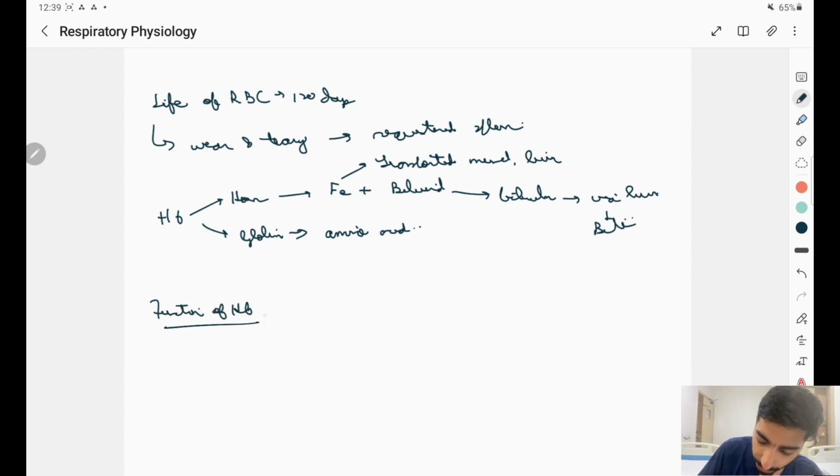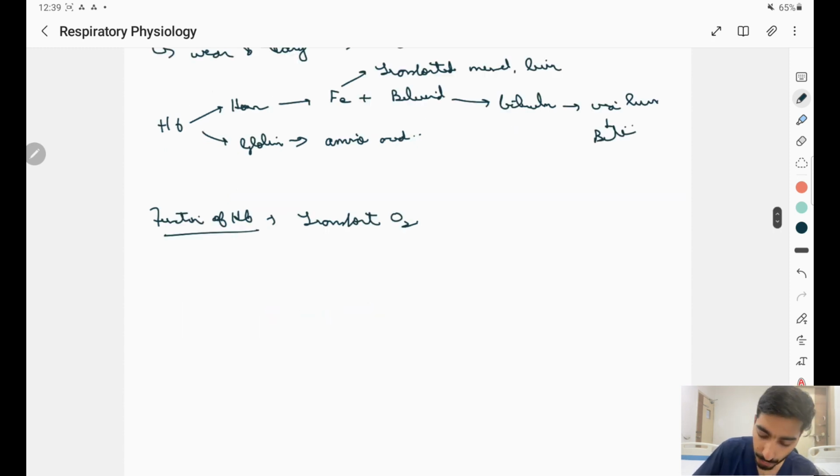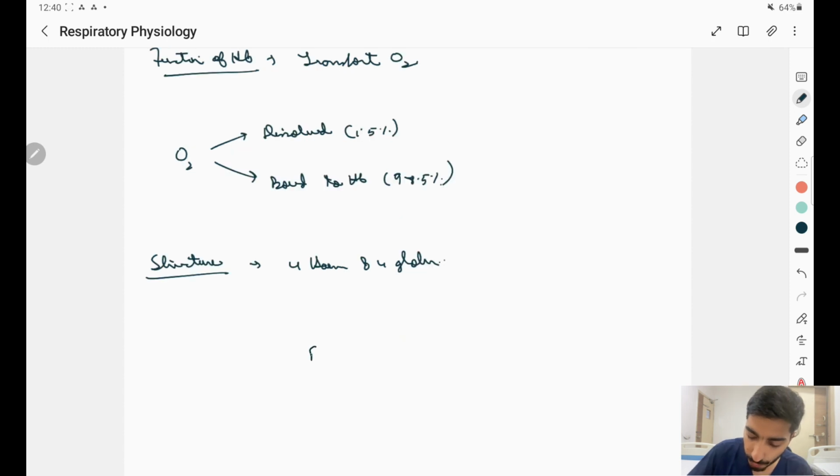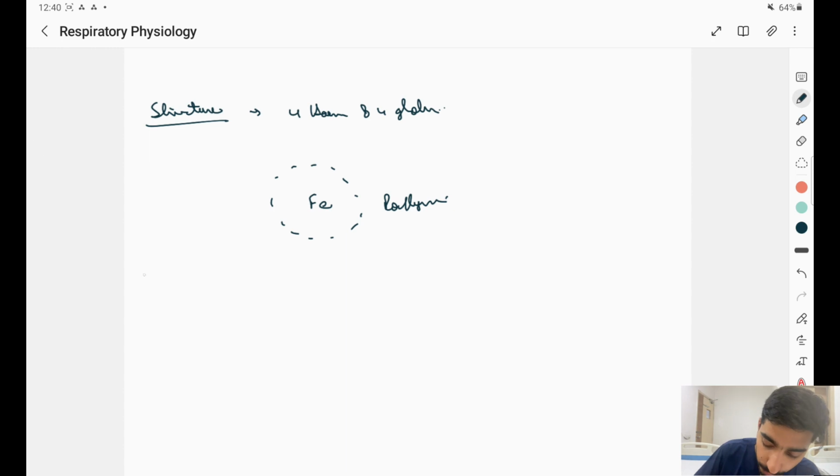It is responsible for transport of oxygen. Oxygen is transported in two forms. One is dissolved form, which is only 1.5%, and the other is bound to hemoglobin, which is 98.5%. Now we'll discuss the structure of hemoglobin. It is a tetramer, consists of 4 heme and 4 globin chains. Now a heme group consists of a central iron atom around which the entire molecule is arranged, and this is known as porphyrin.